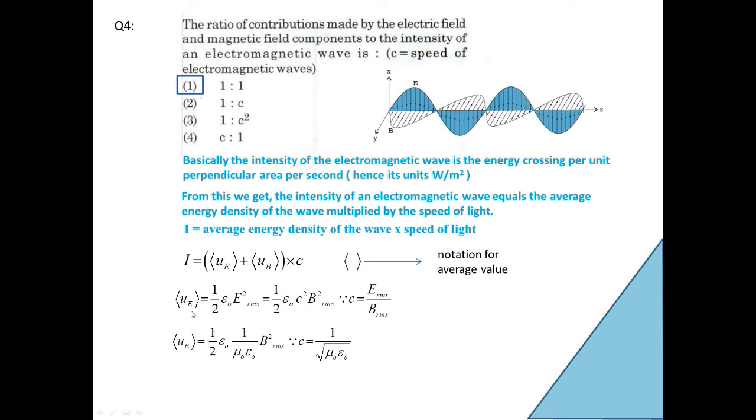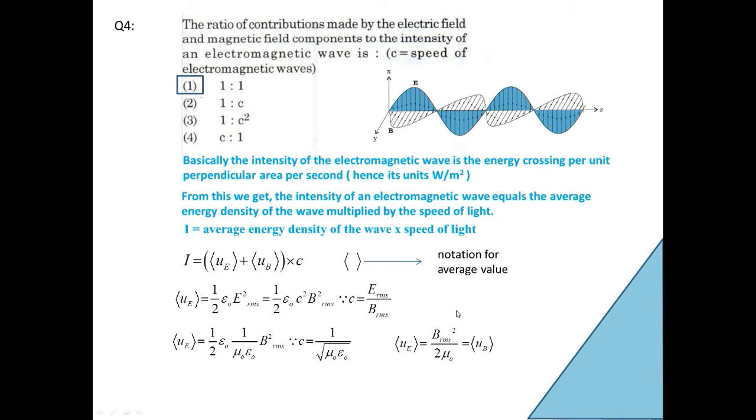Then the average value of the energy density is half epsilon naught, but C square is 1 by mu naught epsilon naught. Why? Because C is 1 by root mu naught epsilon naught. That comes in the electromagnetic wave chapter. So half epsilon naught into 1 by mu naught epsilon naught into B_RMS square. This epsilon naught you can cancel. B squared by 2 mu naught. So B_RMS squared by 2 mu naught is the average energy density of the magnetic field.